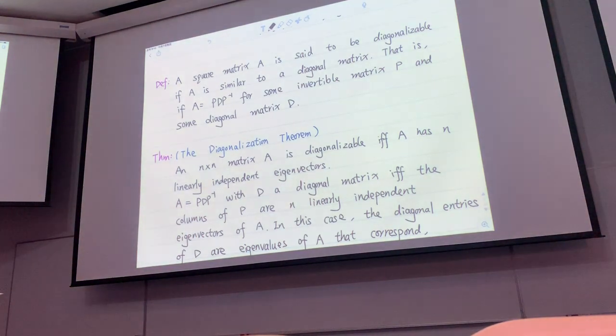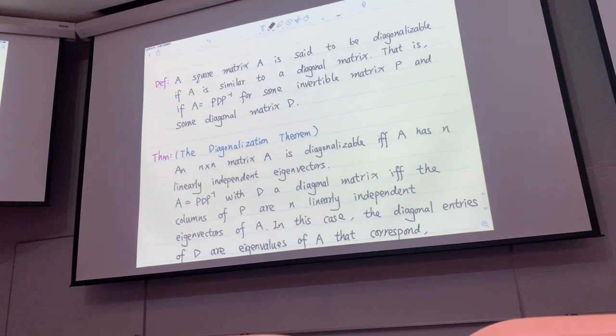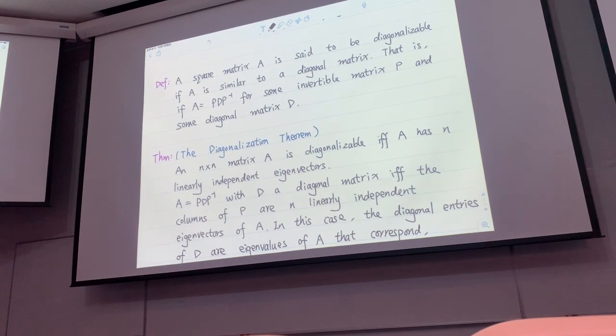A square matrix A is said to be diagonalizable if A is similar to a diagonal matrix. Earlier, similarity was the definition; we don't have any special constraint on A and B. But for diagonalizable, we need to make sure that A is similar to a diagonal matrix. That is, if A equals P D P inverse for some invertible matrix P and some diagonal matrix D.